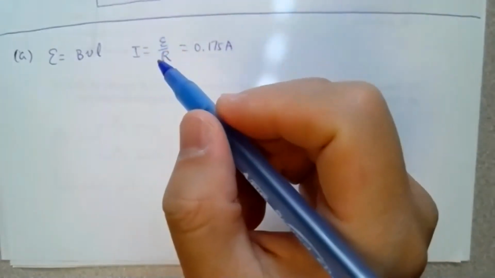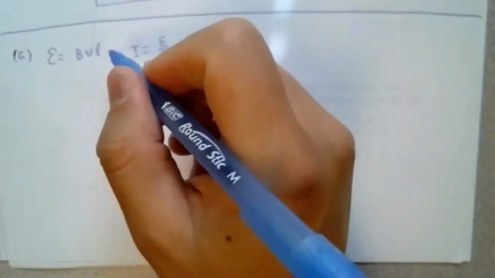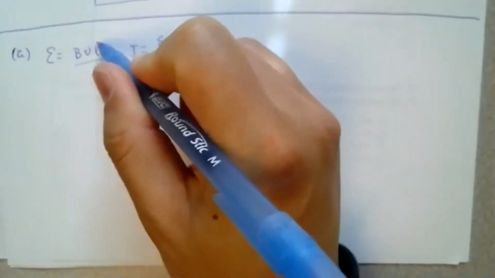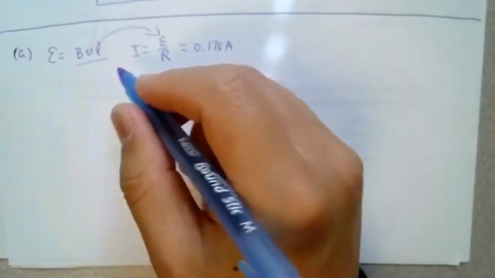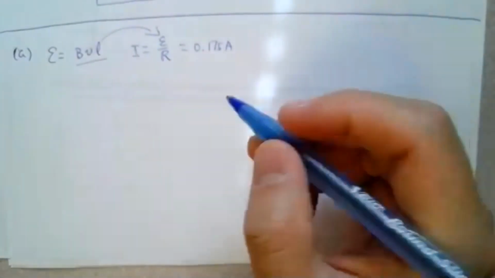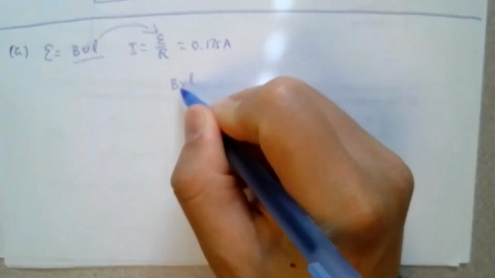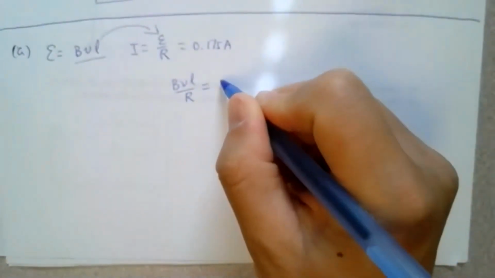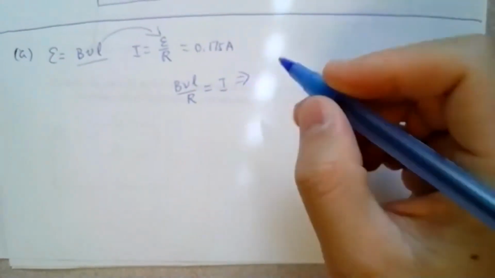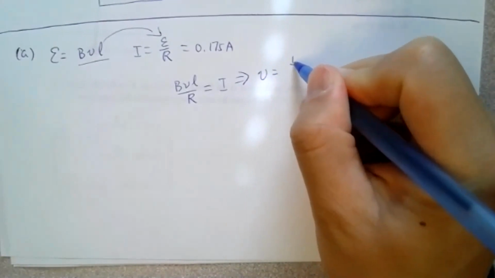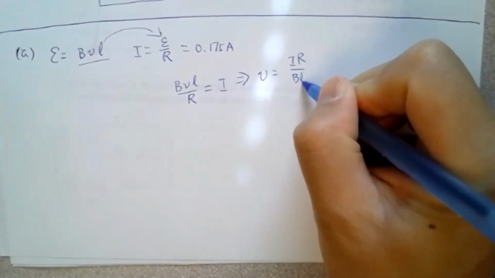So basically, we can replace the epsilon here with BVL. And then we can solve for the V because our other quantities are given. So BVL divided by R is equal to I, the current. So then V will be equal to I times R over B times L, okay?